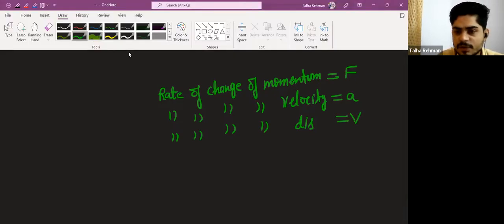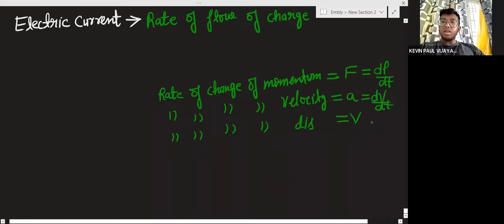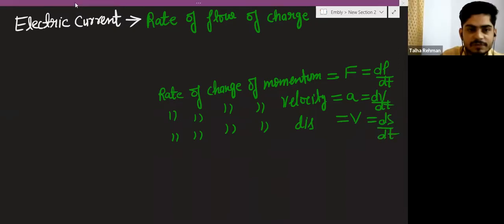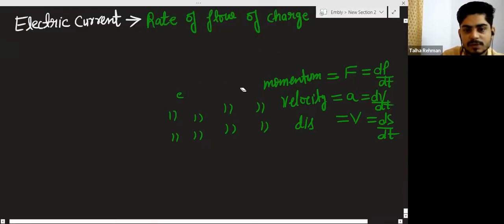What is the meaning of rate? Rate is something changing with respect to time. Rate of change of momentum means dp by dt, where p is the momentum. Acceleration is dv by dt, and here ds by dt. So I am just giving the brief idea about this, and no need to write this.